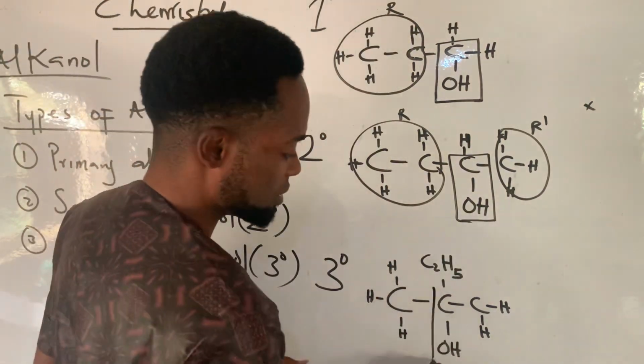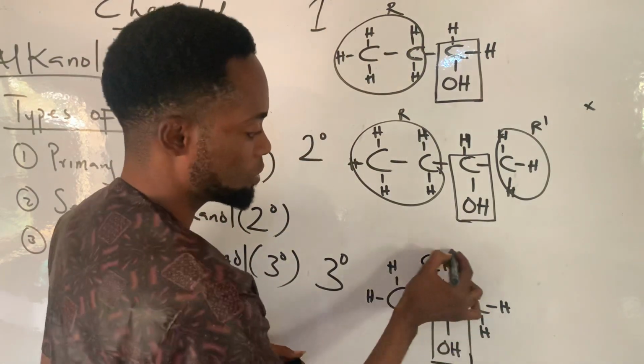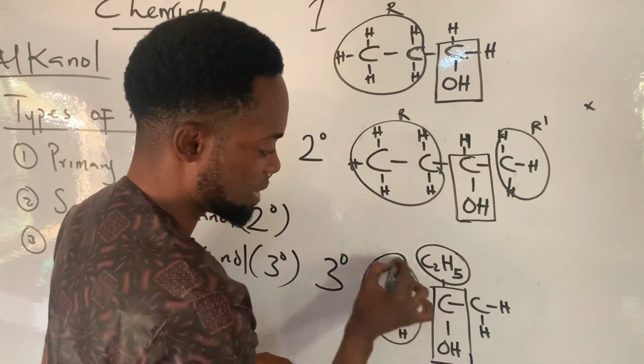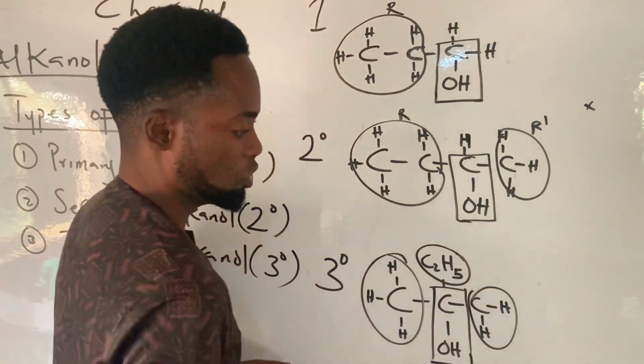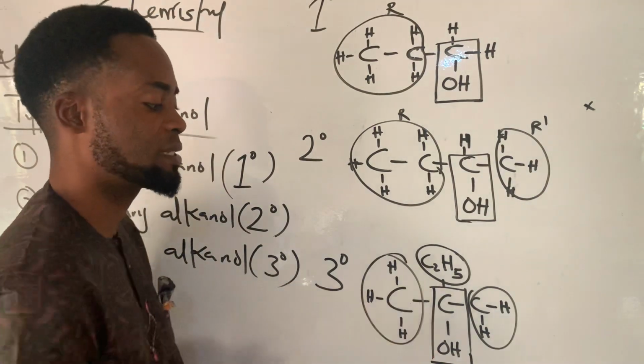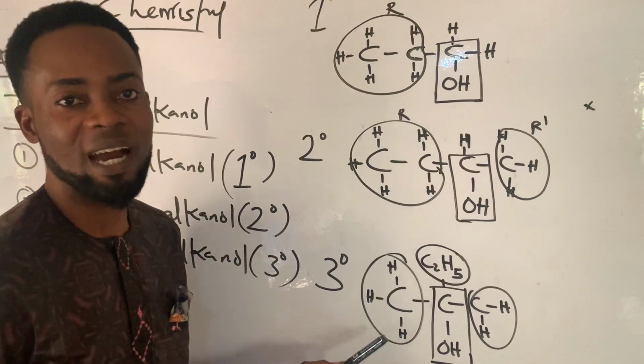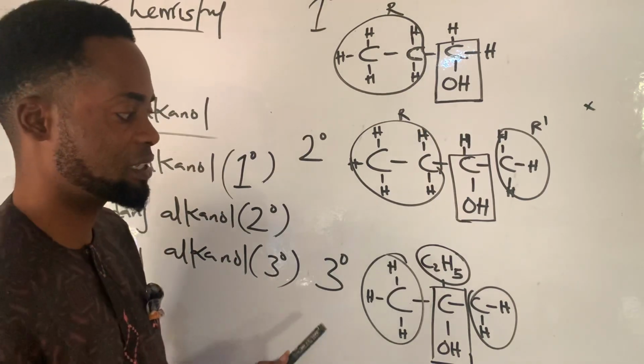Then for this, the carbon carrying the OH, how many alkyl groups? This is one alkyl group, another alkyl group, another alkyl group. So three alkyl groups are attached to this carbon carrying the OH. Hence, this is a tertiary alkanol. So it is simple to know.